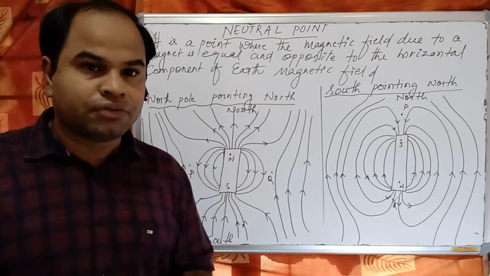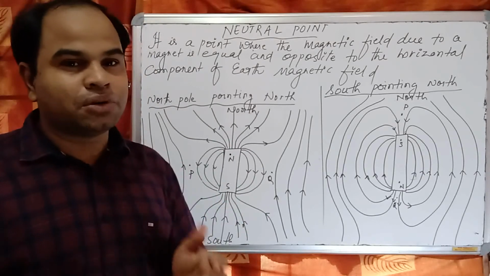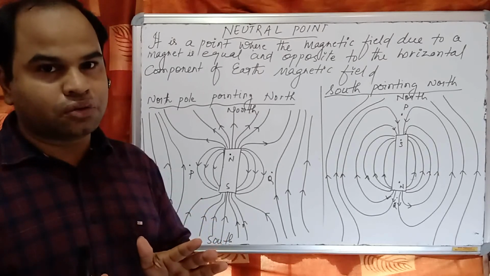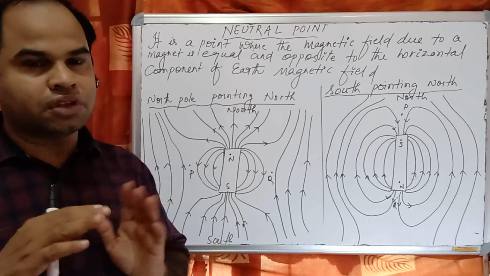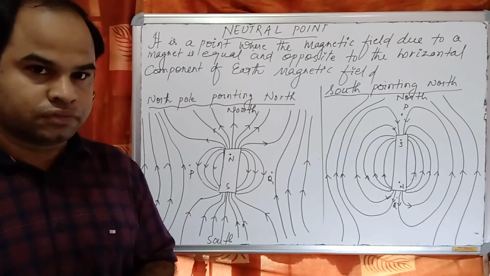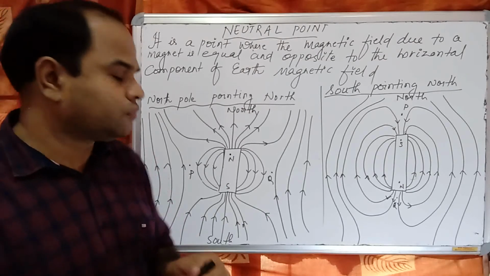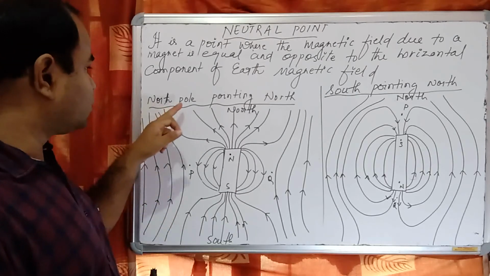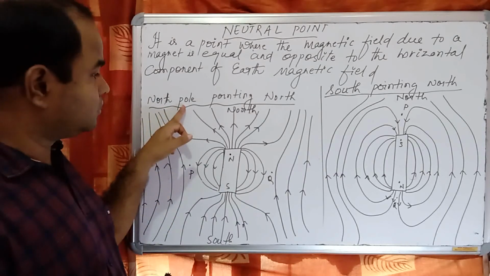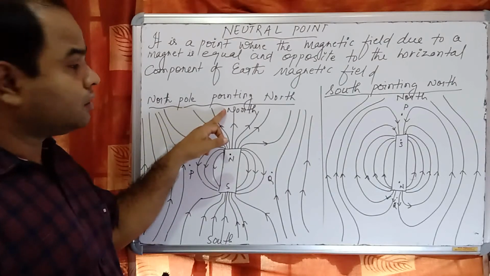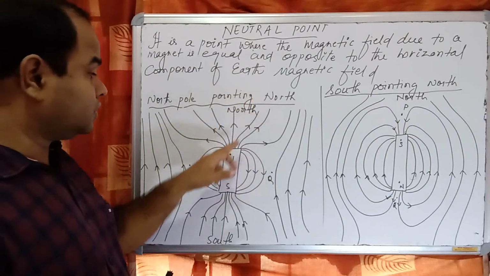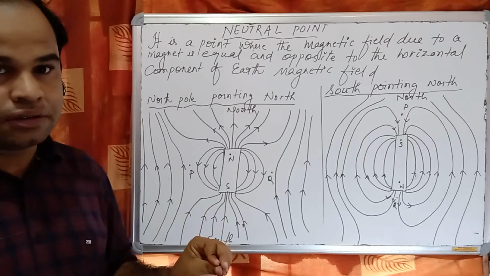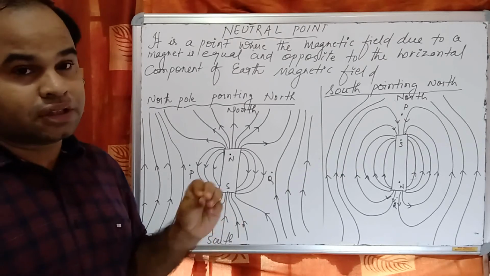Earth is a magnet. It will produce its magnetic field lines. The magnetic field lines inside are from south through north, and outside from north through south. So let us consider two cases. In the first case, the north pole of the Earth magnet is pointing north of this bar magnet. Let us consider a bar magnet placed in the magnetic field of this Earth magnet.